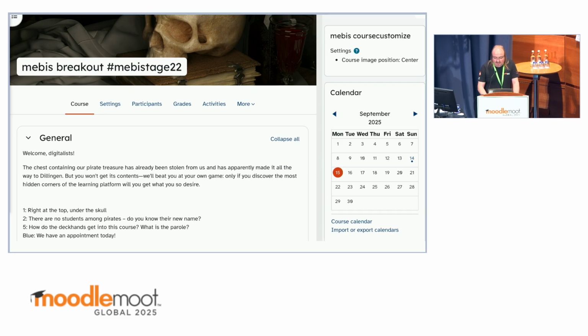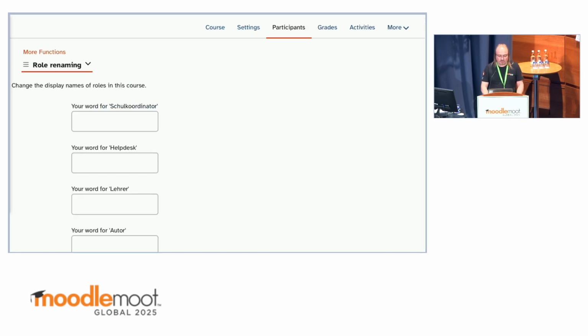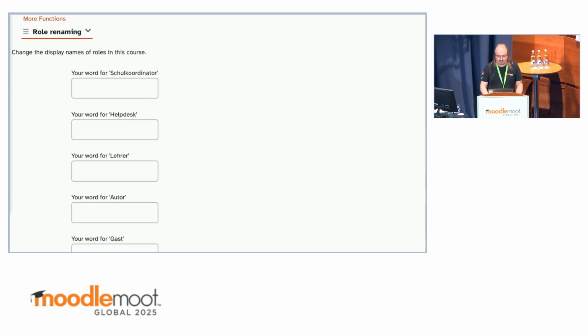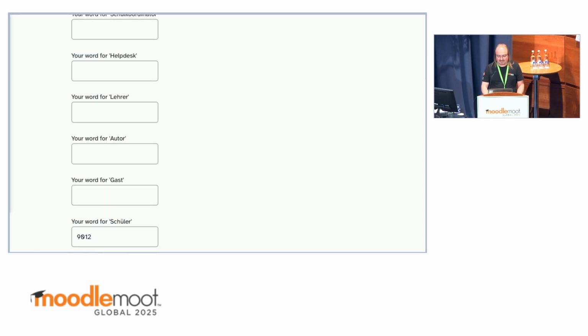So there's number 2, and number 2 I thought to be quite difficult. There are no students among pirates. Do you know their name? But the group had one teacher who knew about role renaming. So let's go to participants page again and select role renaming. Then scroll down a bit. Roles are in German here. So, 9012 for log number 2.